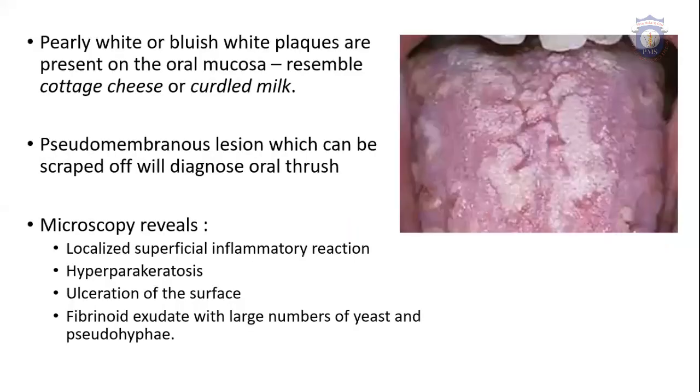So pearly white or bluish white plaques are present on the oral mucosa and they resemble cottage cheese or curdled milk. So a pseudomembranous lesion, that is a lesion which can be scraped off, will diagnose oral thrush. On microscopy, we can see localized superficial inflammatory reaction, hyperparakeratosis, ulcerations of the surface, and also a fibrinoid exudate with a large number of yeast and pseudohyphae.